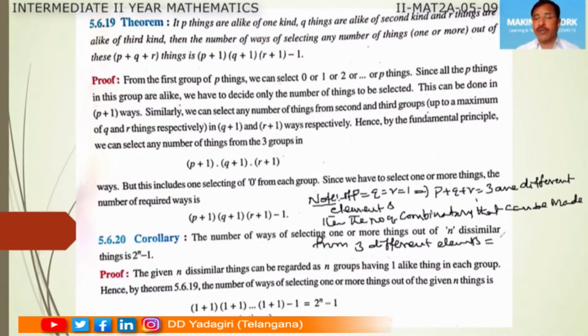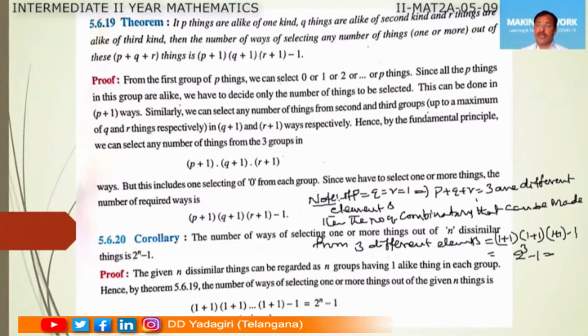ఈ ఫార్ములా నుంచి మనకి ఏమవుతుంది? P is equal to 1 ఉంది, 1 plus 1. Q is equal to 1 ఉంది, 1 plus 1. R is equal to 1 ఉంది, 1 plus 1 minus 1. So this gives what? 2 cube minus 1. Now from three different elements, the number of combinations that can be made is equal to 2 cube minus 1.